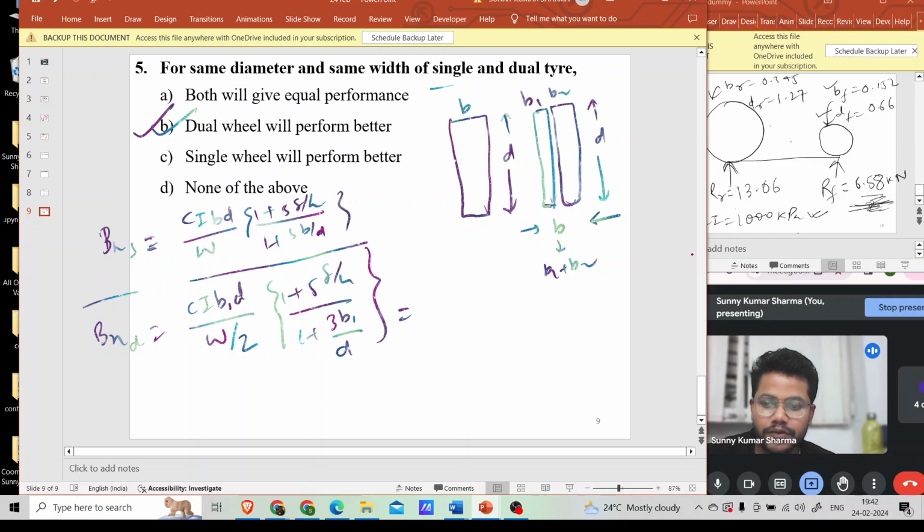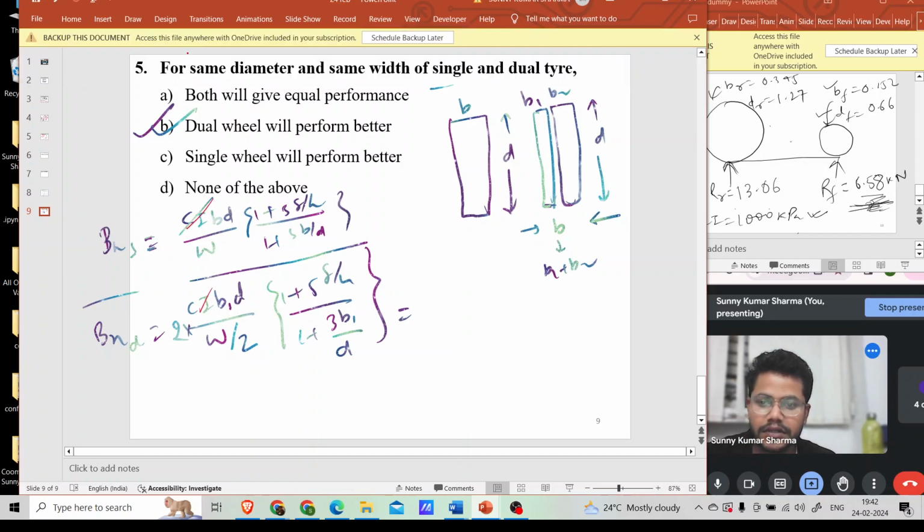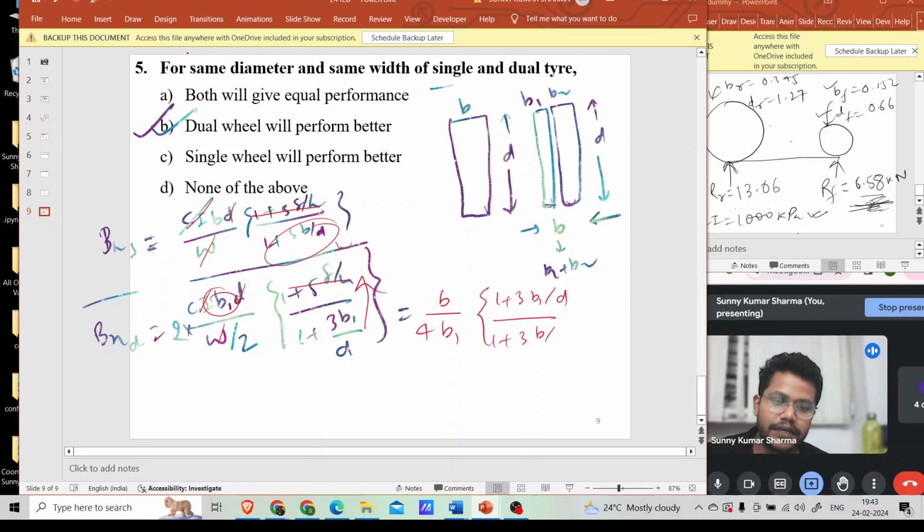But in the dual wheel we have two tires, so we will multiply by 2. CI is the same for both tires, D is the same, W is the same, 1 plus 5 delta by H is the same. So what is left here? The 2 will go up, so 4 B1 is left here, and 1 plus 3 B1 by D will come up, and 1 plus 3 B by D will come down, giving 1 plus 3 B1 by D over 1 plus 3 B by D.